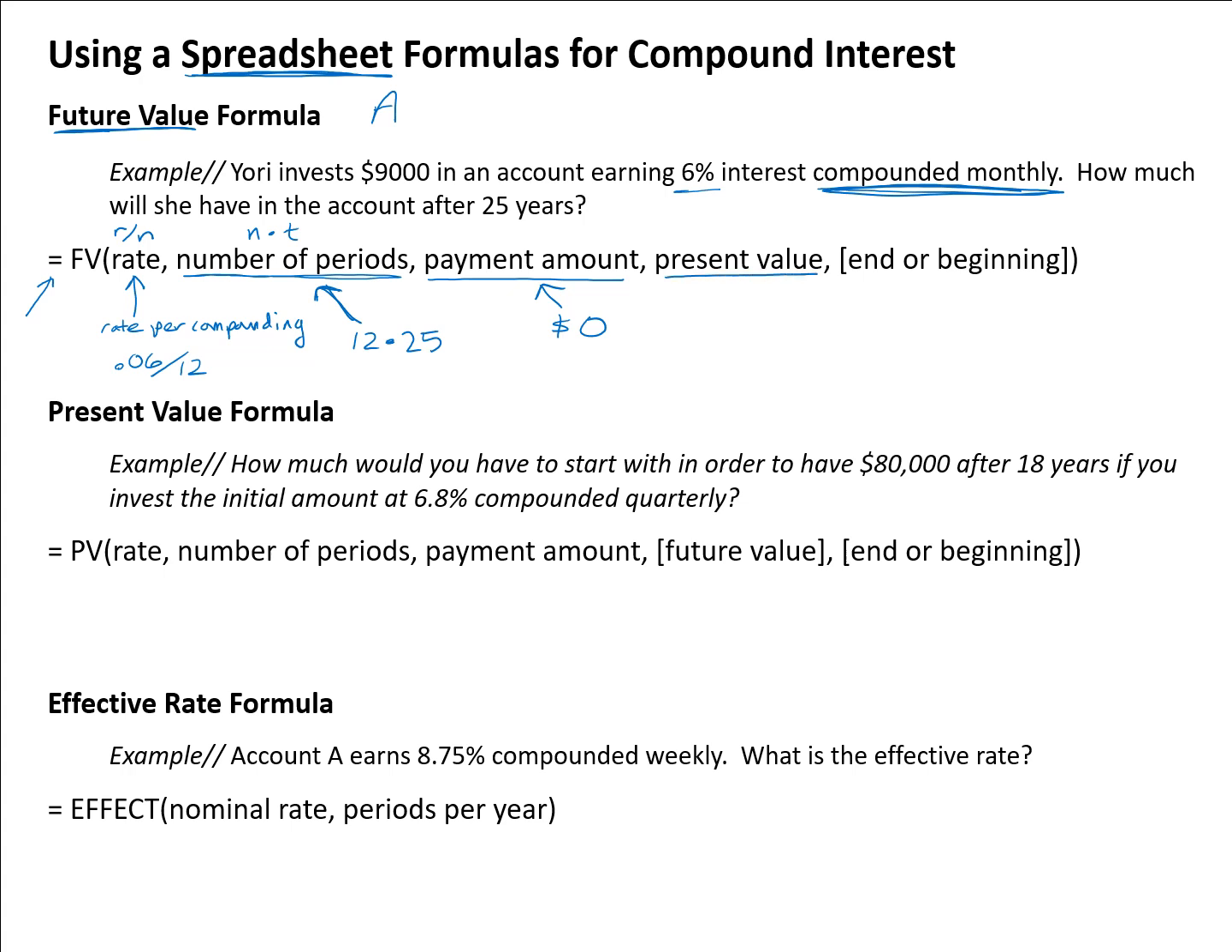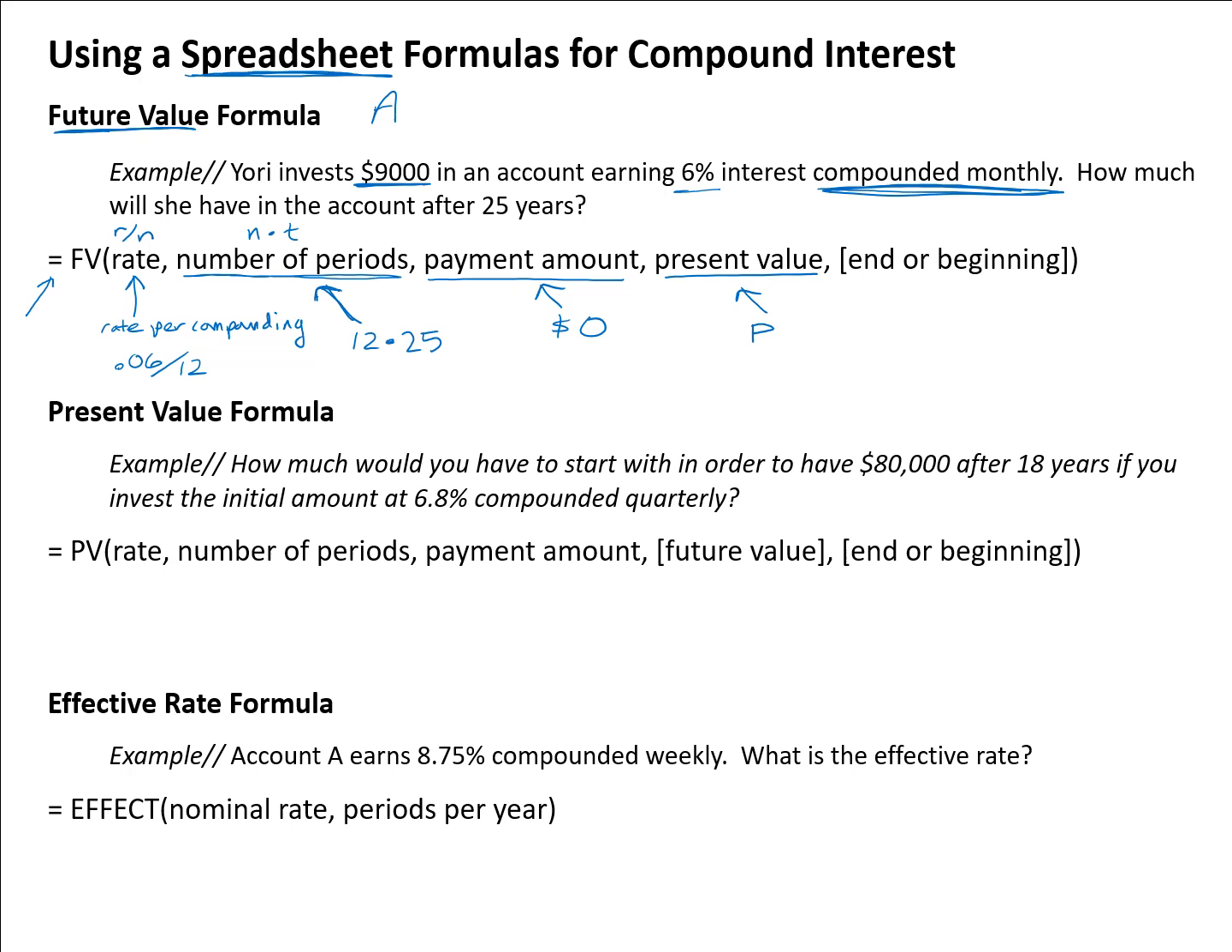The present value refers to the amount you start with. That would be principal, P. One hint, though, is you cannot use a comma if you enter in a big number. So here we would enter in 9000 because you invested 9,000, but we would not put a comma after the 9. And then the last thing that's given here is something called end or beginning.